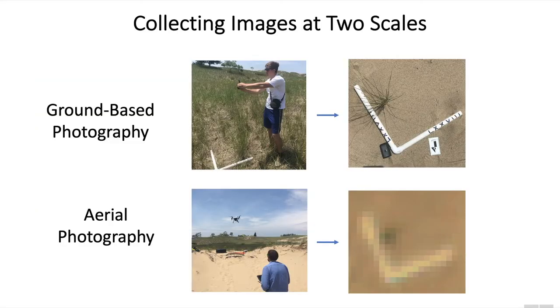In total, we collected 50 photographs of the sites both at a detailed level from the ground, as you can see here, and a more coarse scale with the drone. The ground-based photographs are taken with a regular RGB camera, while the drone photographs use a multispectral camera, which also collects near-infrared and red edge reflectance values.